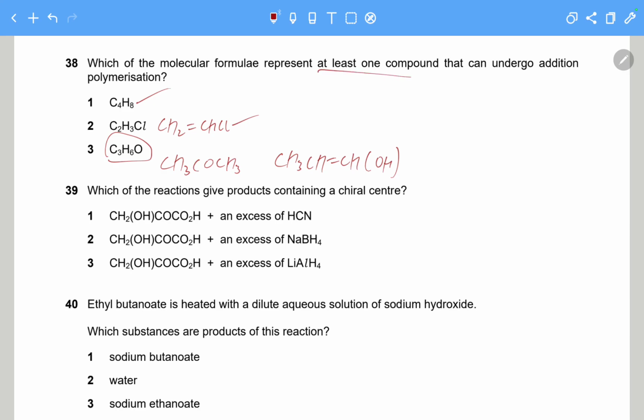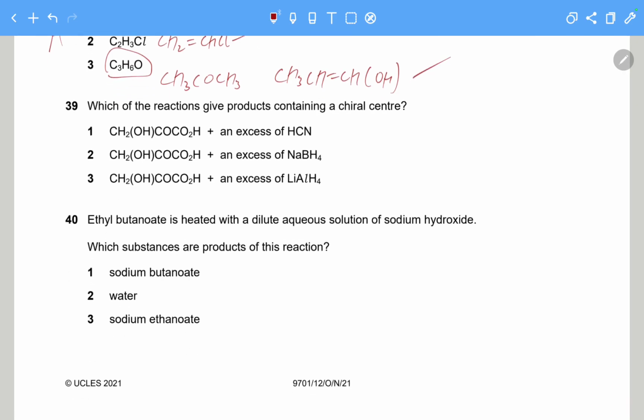So it says at least one compound. Each formula can represent lots of different compounds. For example, C4H8 can be an alkene, it can be a cyclic alkane, but it can be many things. But the point is that it represents at least one compound that can undergo addition polymerization. So all three do, and therefore A is the correct answer.